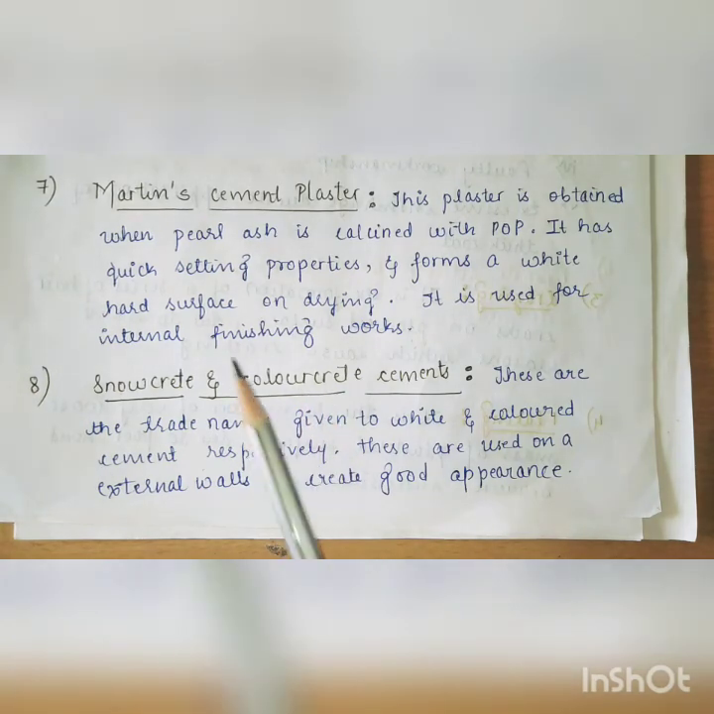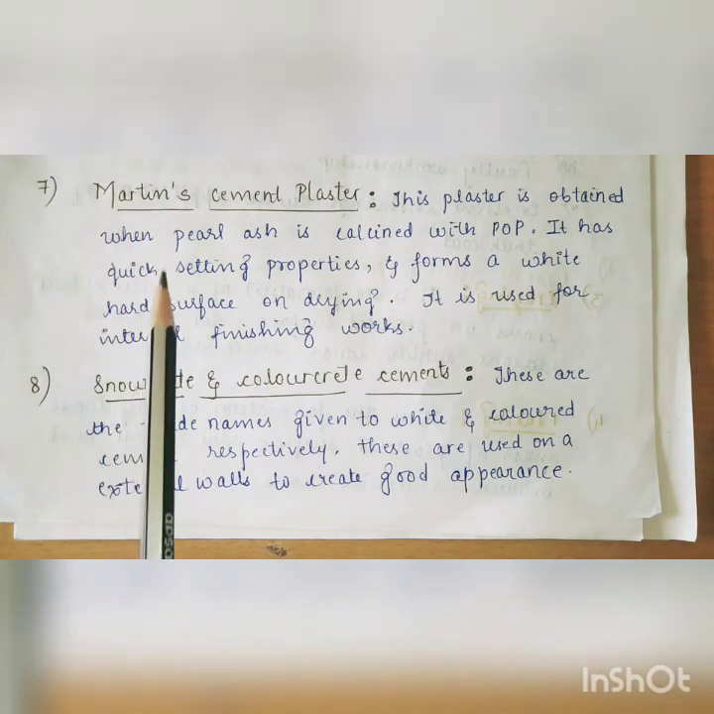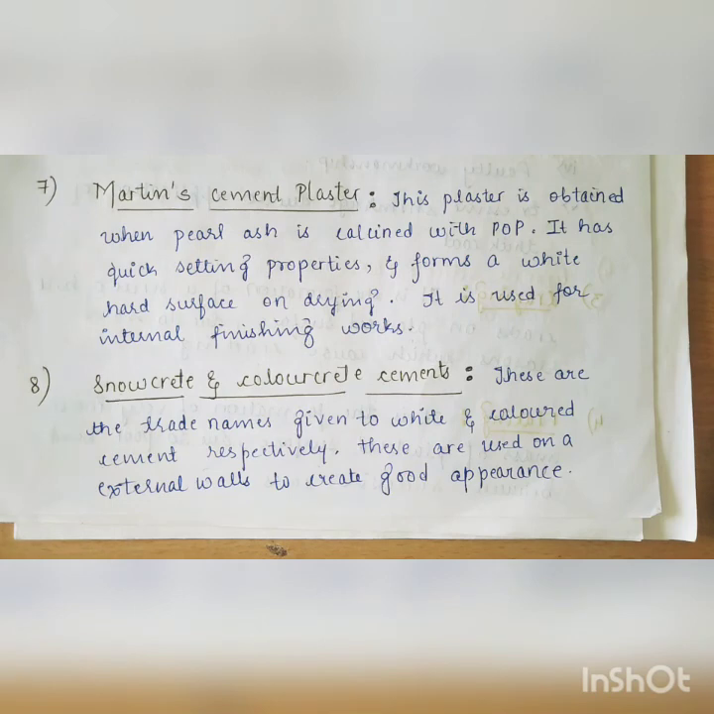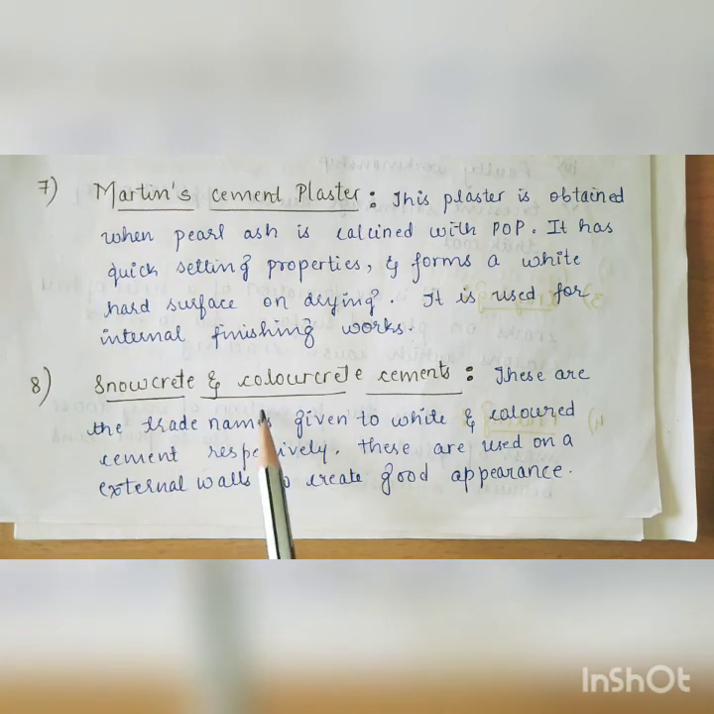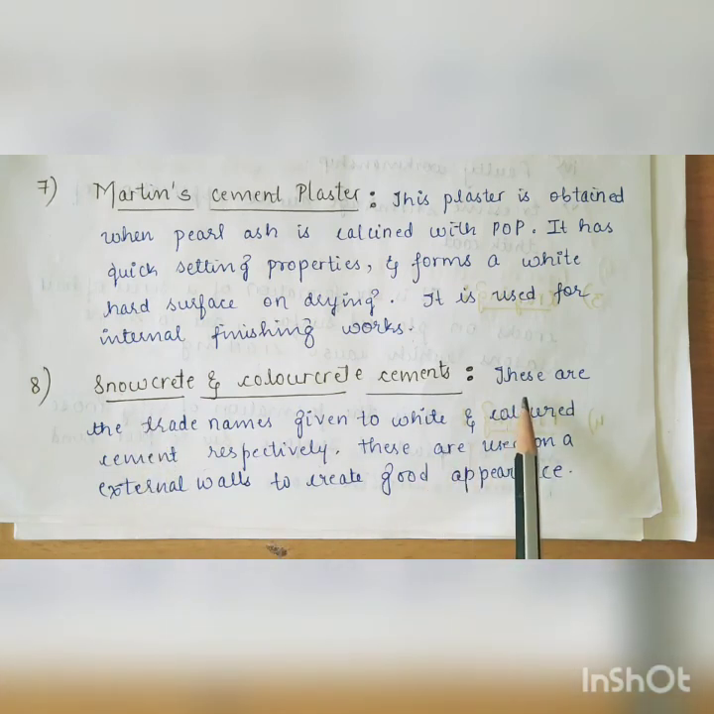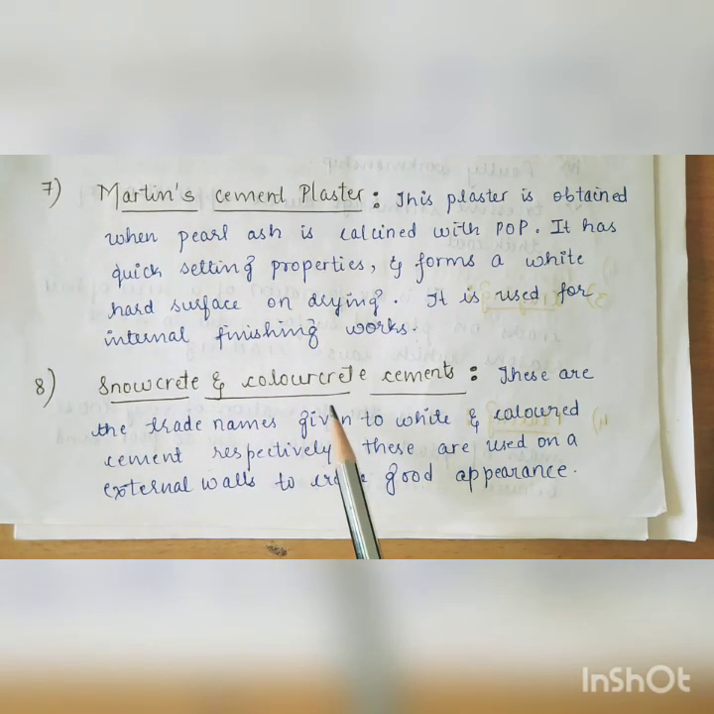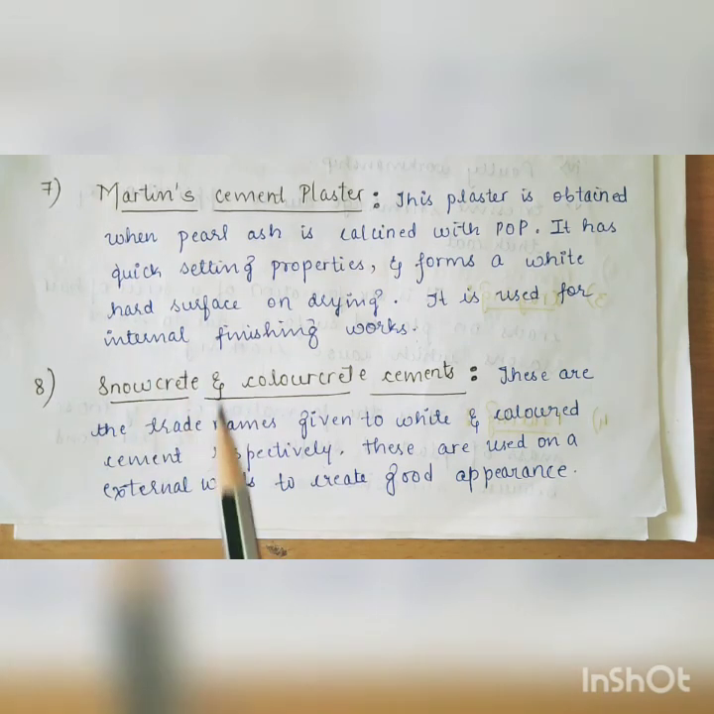Up to the 7 points, whatever special types of plasters we discussed are only suitable for interior work or internal walls. But Snowcrete and Colorcrete cement plasters we are going to use for the external wall. These are nothing but the names given to the white and colored cement respectively, depending upon the color of the cement. Snowcrete and Colorcrete are some special types of cement plastering used in work.